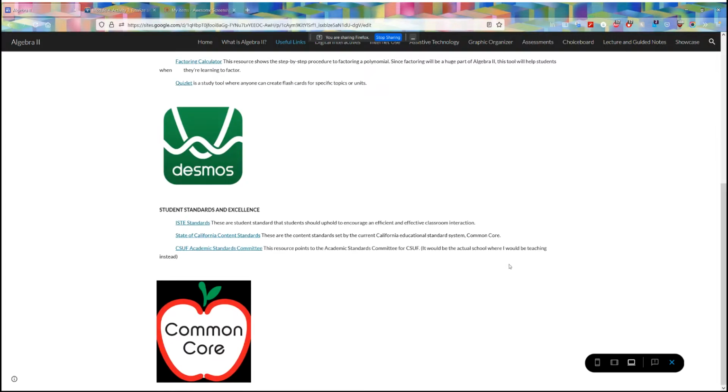For our student standards and excellence, we have the ISTE standards. These are student standards that students should uphold to encourage an efficient and effective classroom interaction. The State of California Content Standards and the CSUF Academic Standards Committee are also included.